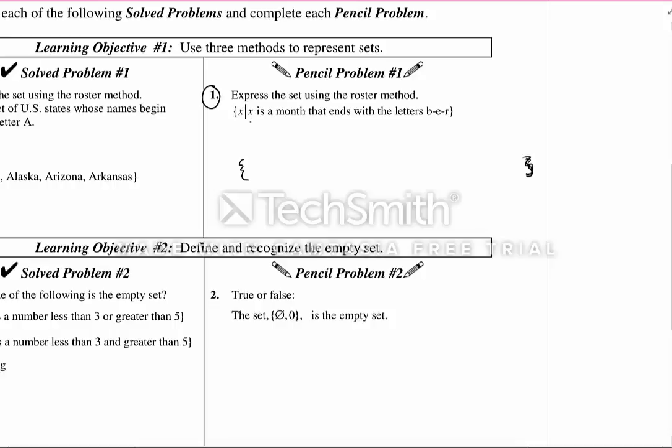So the set of all x's such that x is a month that ends with the letters BER. We would get the specific examples: September, October, November, and December. And notice all of those ending in BER, so you've got the specific examples or the specific elements that fit in that set. Use brackets, separate them with commas.